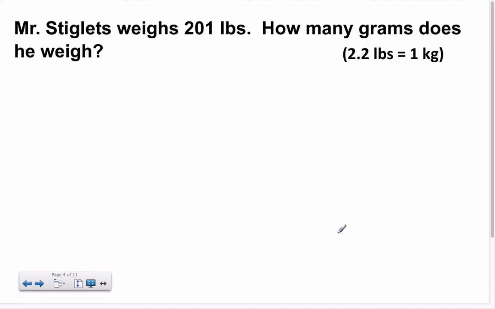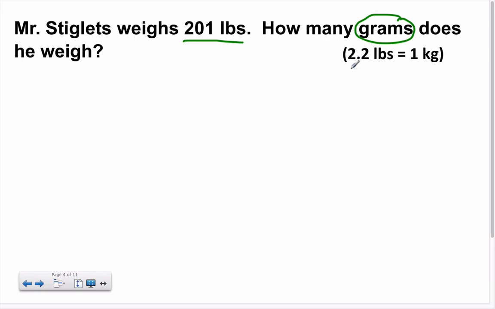This problem is going to be a little bit more challenging for me to think about, but I should always pause before I jump right into a problem and think about whether my answer should be a very large number or a very small number. In this case, what I'm starting with is 201 pounds, and my question is about grams. So hopefully you have some physical experience with this, but a pound is quite a bit larger than a gram is.